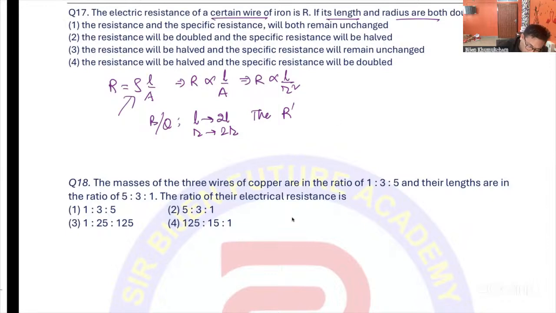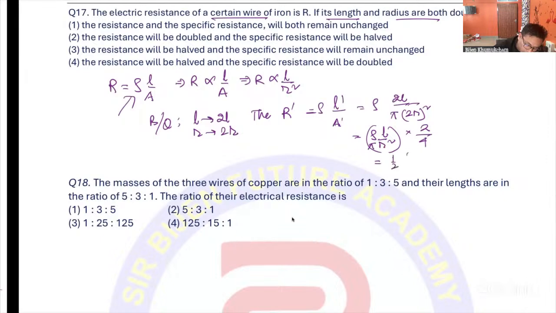The new R equals rho L new by A new, where rho L new is nothing but twice L. Area is pi R square, and the new R is twice R, whole square. So what we get is rho L by R square, and the other value is 2 divided by 4, which is 1 by 2. So 1 by 2 of rho L divided by pi R square. Rho L by pi R square is the initial value. So it is R by 2.